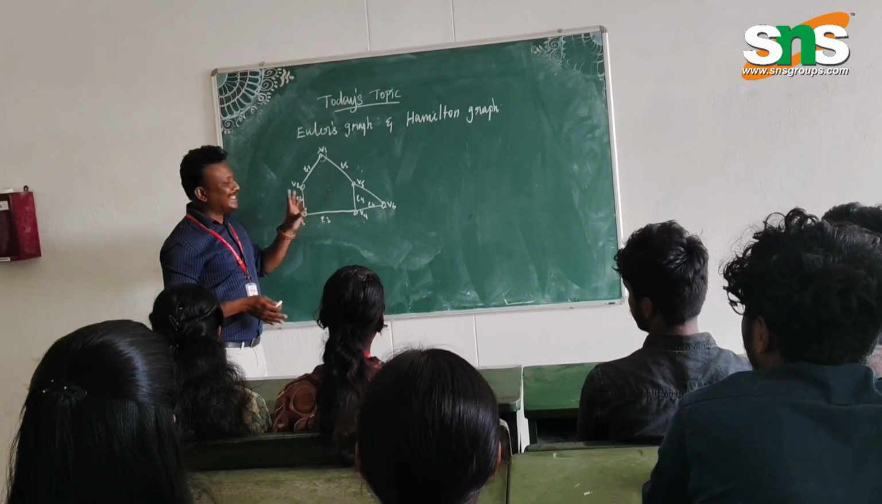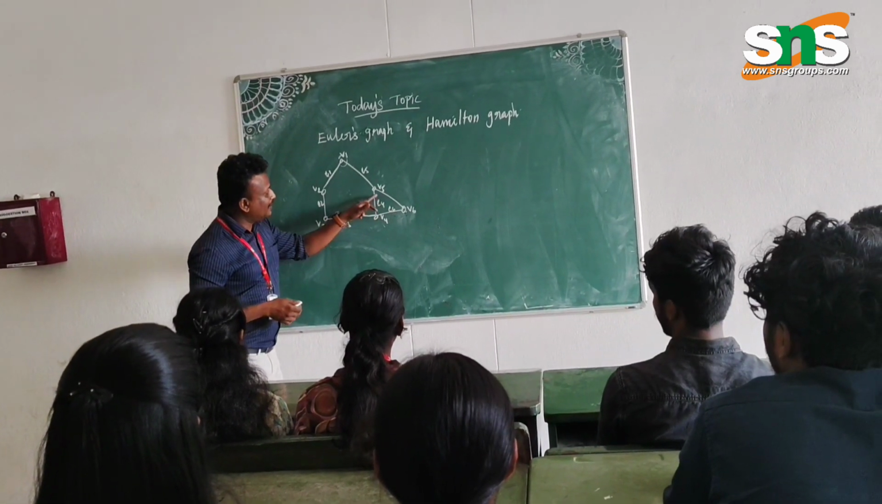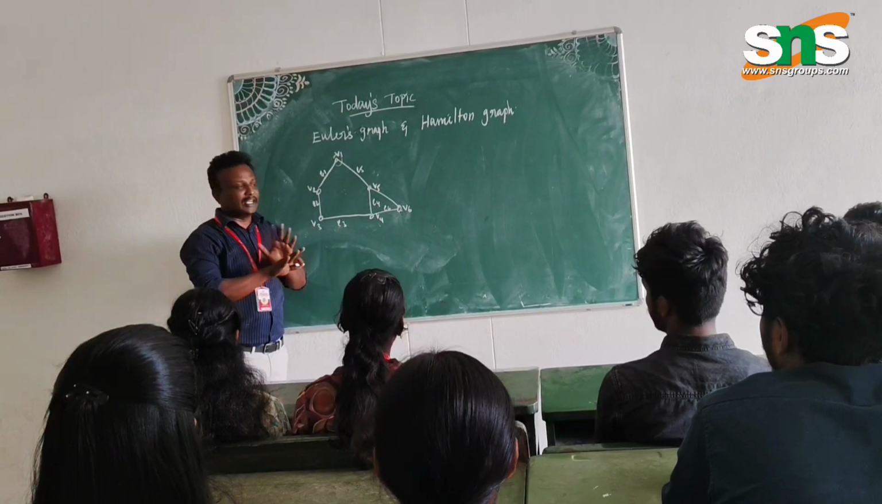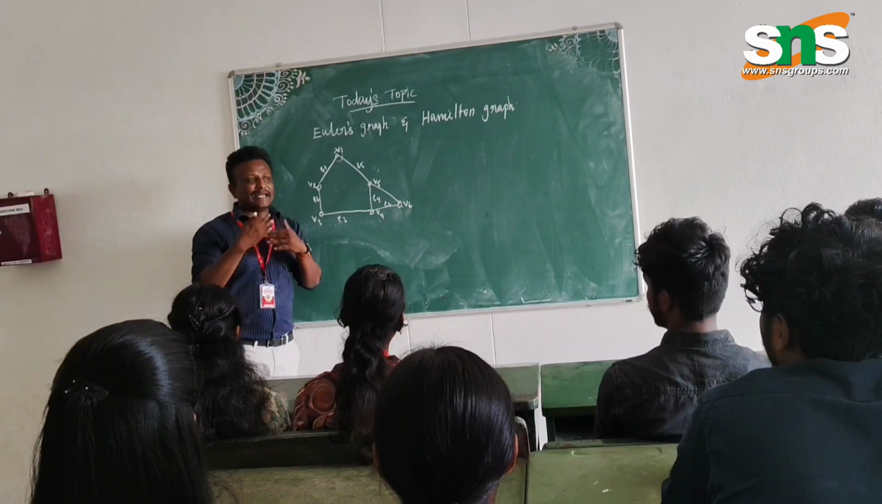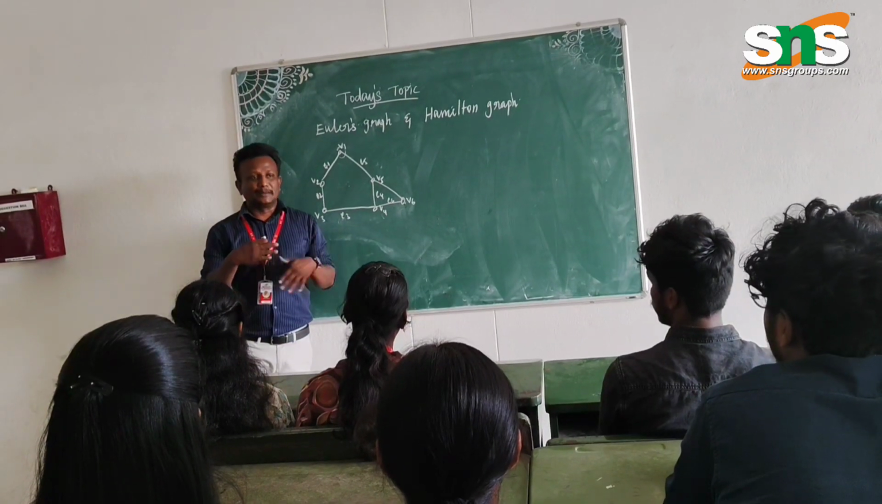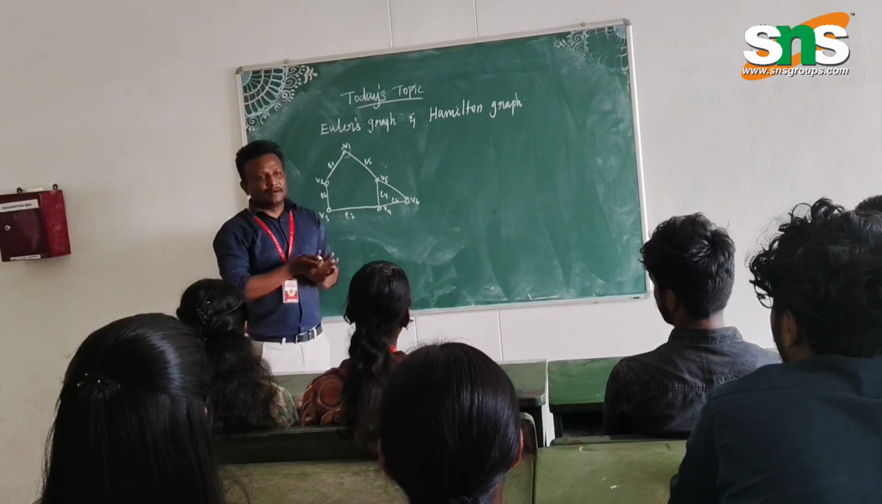So this graph is exactly following the Hamilton pattern. Now here we have not covered these edges, so it doesn't matter. We don't worry about the edges. We have to take care of only the vertices. We should cover all the vertices without repeating. We have covered it. Okay, this is what we call a Hamilton path.